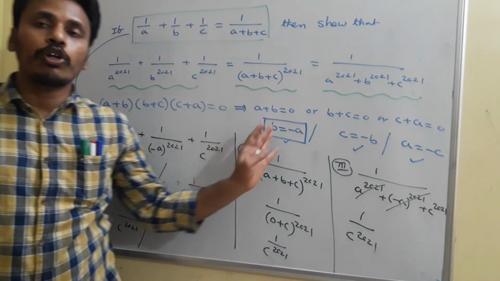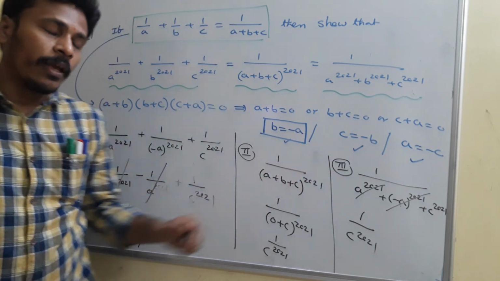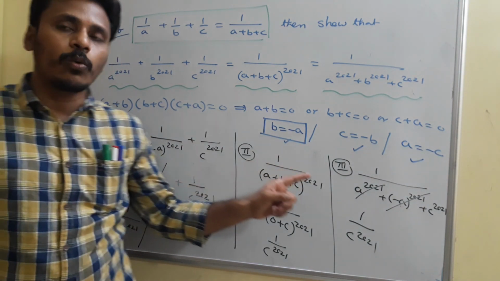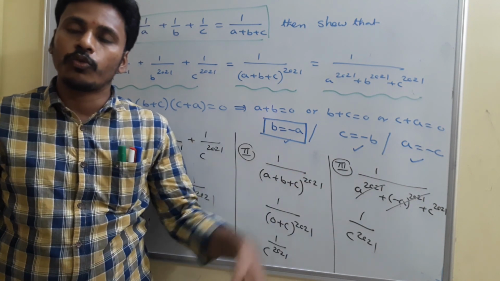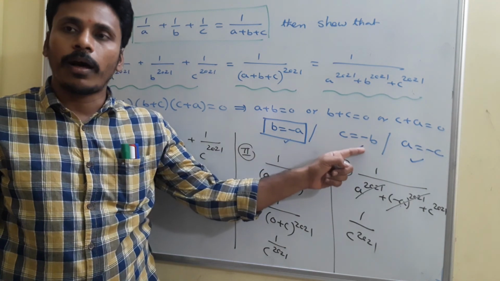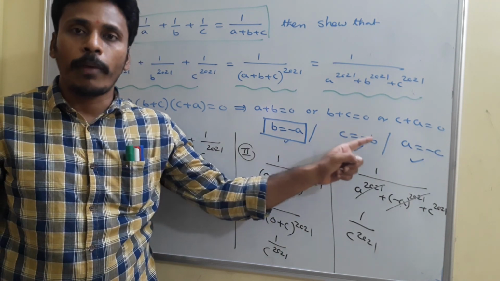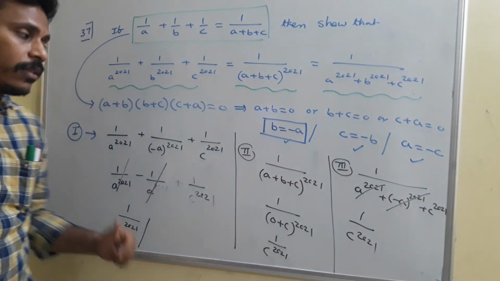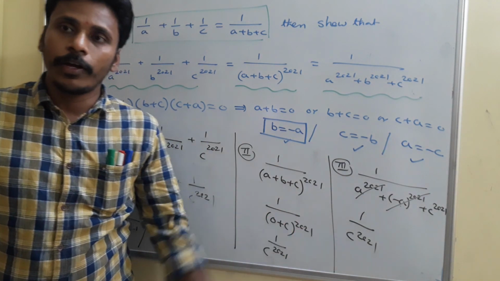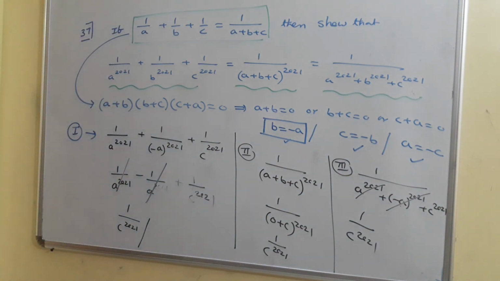So if b is equal to minus a, then in that case these three parts are equal to 1 by c power 2021. Or if you consider another thing like c is equal to minus b, then also you will get that these three as equal. Okay, just have a look, one of the logical problems of these identities. If 1 by a plus 1 by b plus 1 by c is 1 by a plus b plus c, then those three parts are equal. Okay, just have a look.